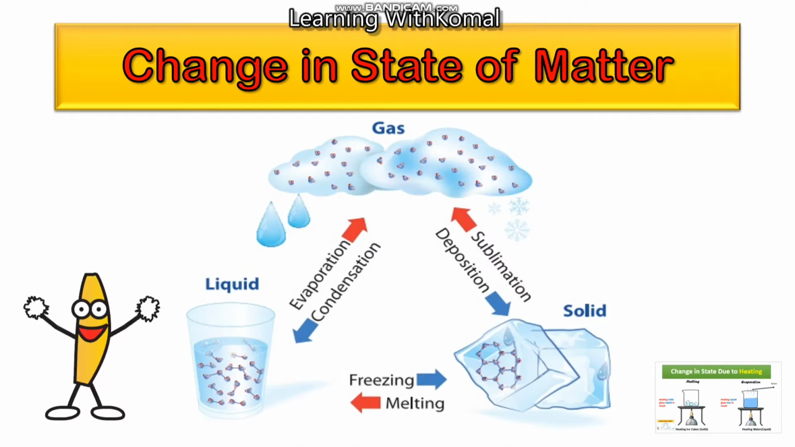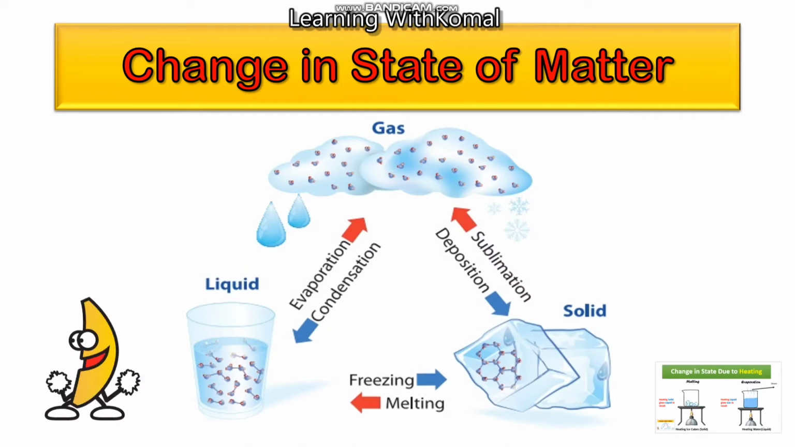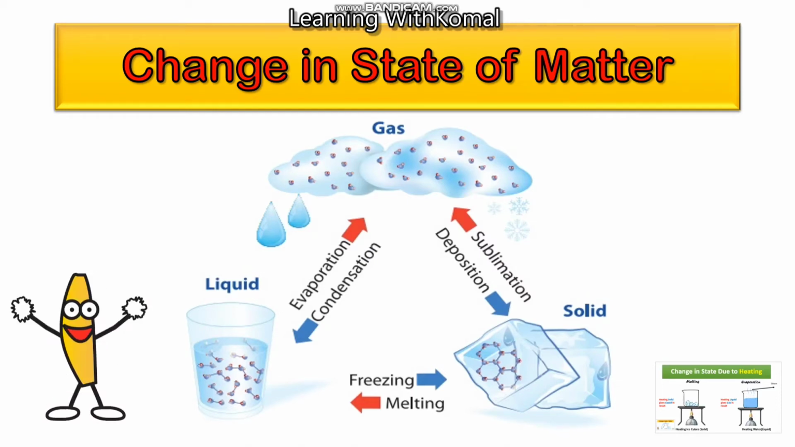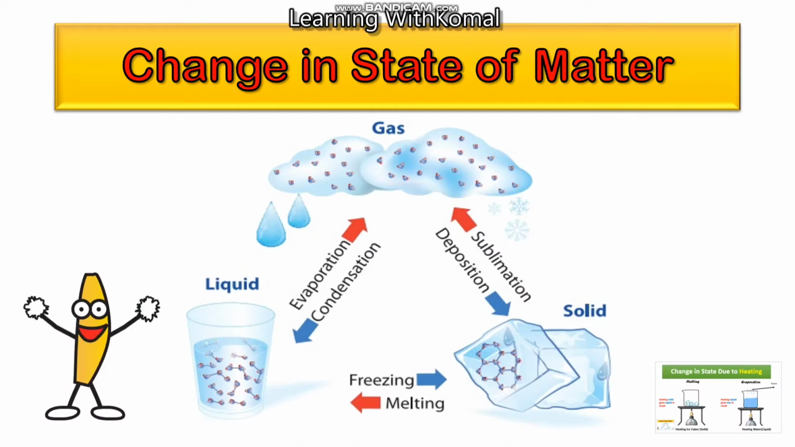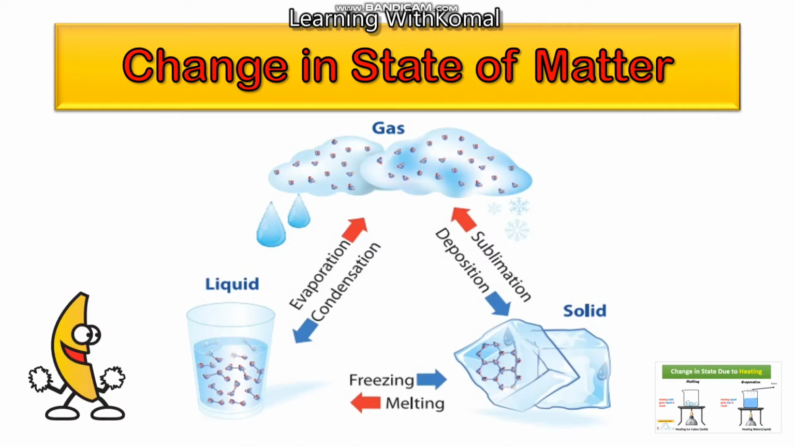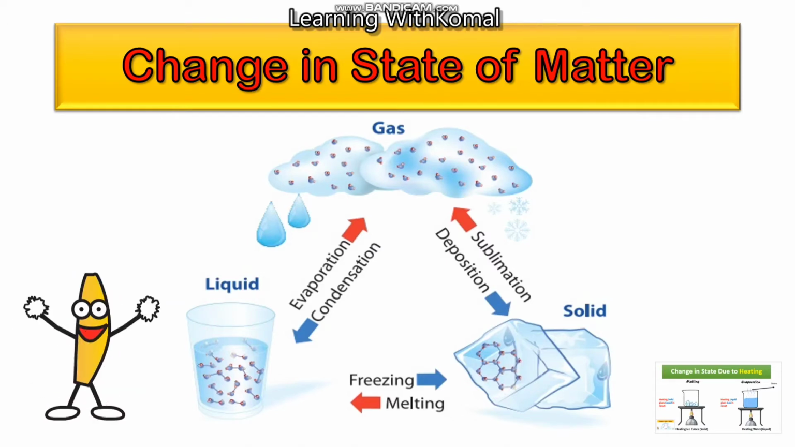Today we are going to discuss the topic change in state of matter. The three states of matter, that is solid, liquid and gas, are interchangeable, meaning solid can change into liquid, liquid can change into gas and gas can again change back into solid.